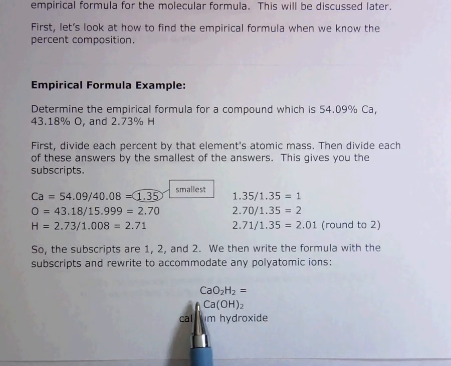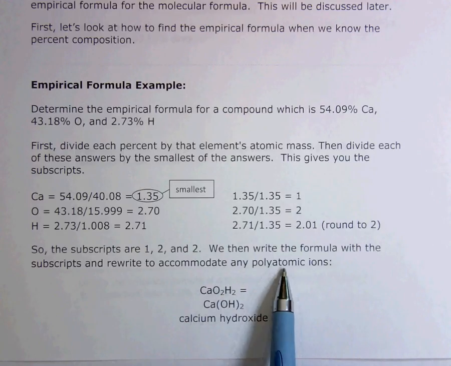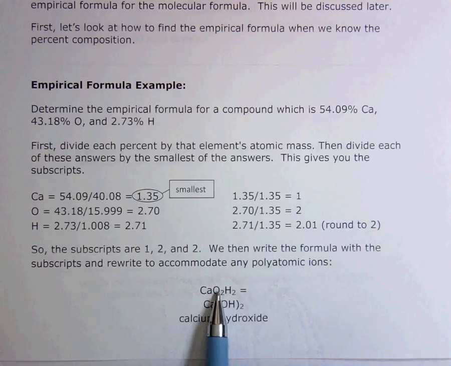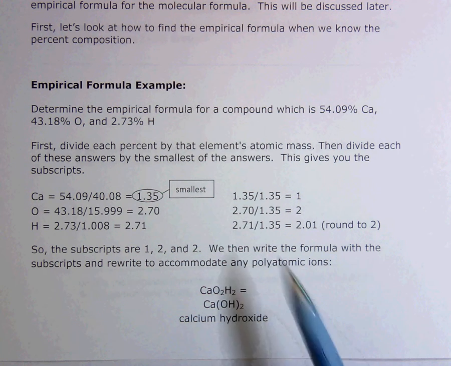So we can write that as CaO2H2. Now if you happen to know that OH makes the polyatomic ion hydroxide, then you could put O and H in parentheses and say there are two OHs here, and this would be calcium hydroxide. I don't expect you to know that at this point in your chemistry learning, so if you ended up with CaO2H2, that would be perfectly acceptable. Though if you do see a polyatomic ion in there and you can do that, that'd be great. So let's do the same thing on our problem number 1.